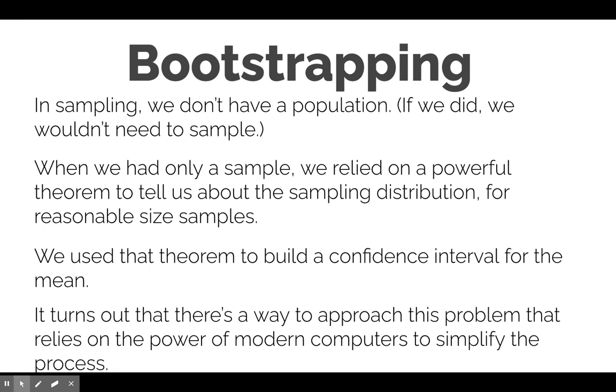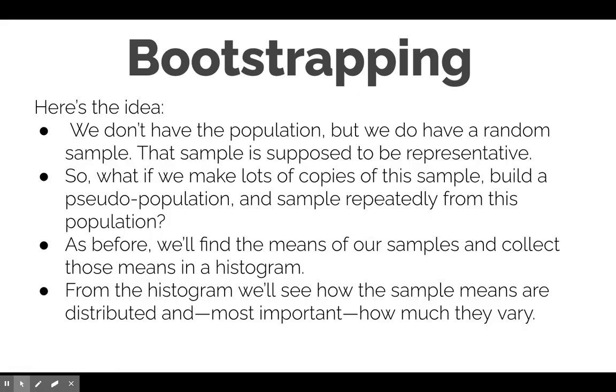But it turns out that there's a way to approach this problem that relies on the power of modern computers to essentially simplify the process for us. And so the basic idea, we don't have the population, but we do have a sample. The sample is supposed to be representative. So what if we make lots of copies of this sample, build a pseudo population, and then sample repeatedly from that population? As before, we're still going to find the means of our samples and collect these means in a histogram. From the histogram, you'll see how the sample means are distributed, and more importantly, how much they vary.